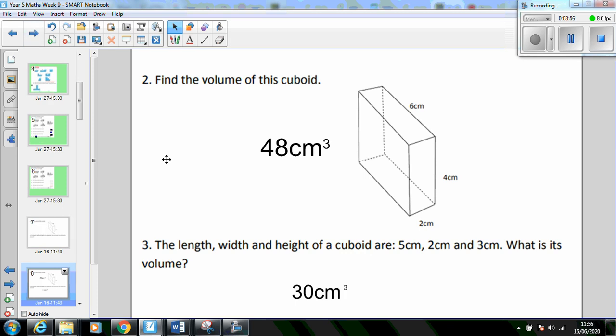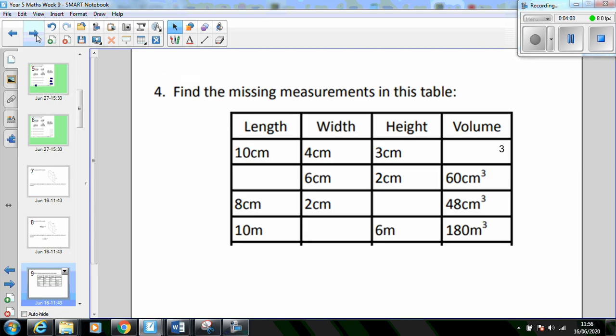Hopefully you worked out that for question 2 it's 48 centimetres cubed, and for 3 it's 30 centimetres cubed. Right, the final question, we're nearly there. This is actually just an extension task.